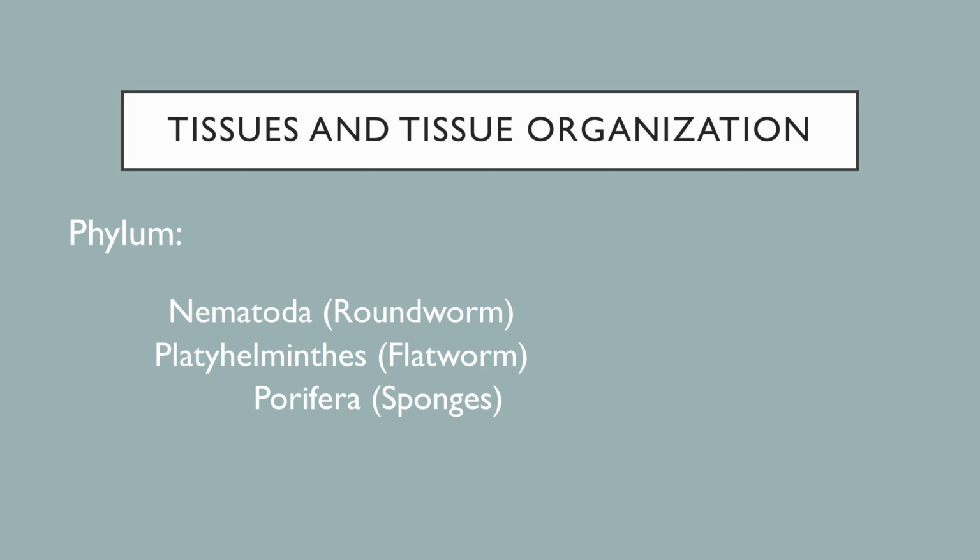And while phylum Porifera lack true tissues and body cavities, they do have a loose organization of various types of cells within the sponge that act on their own.